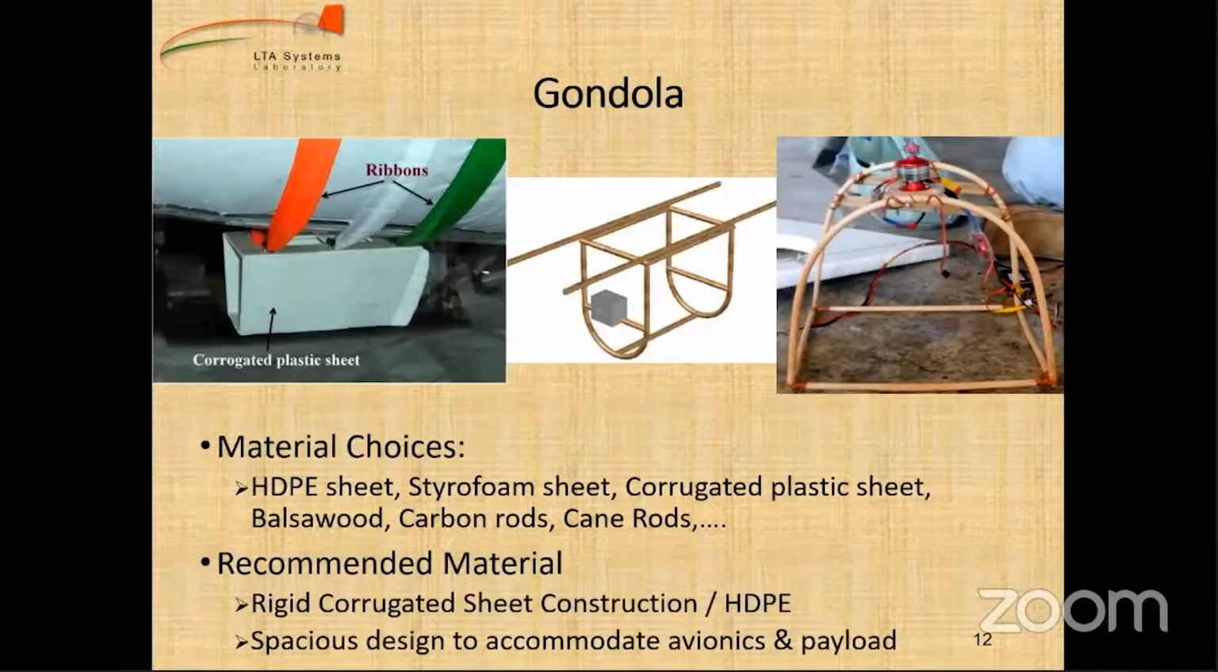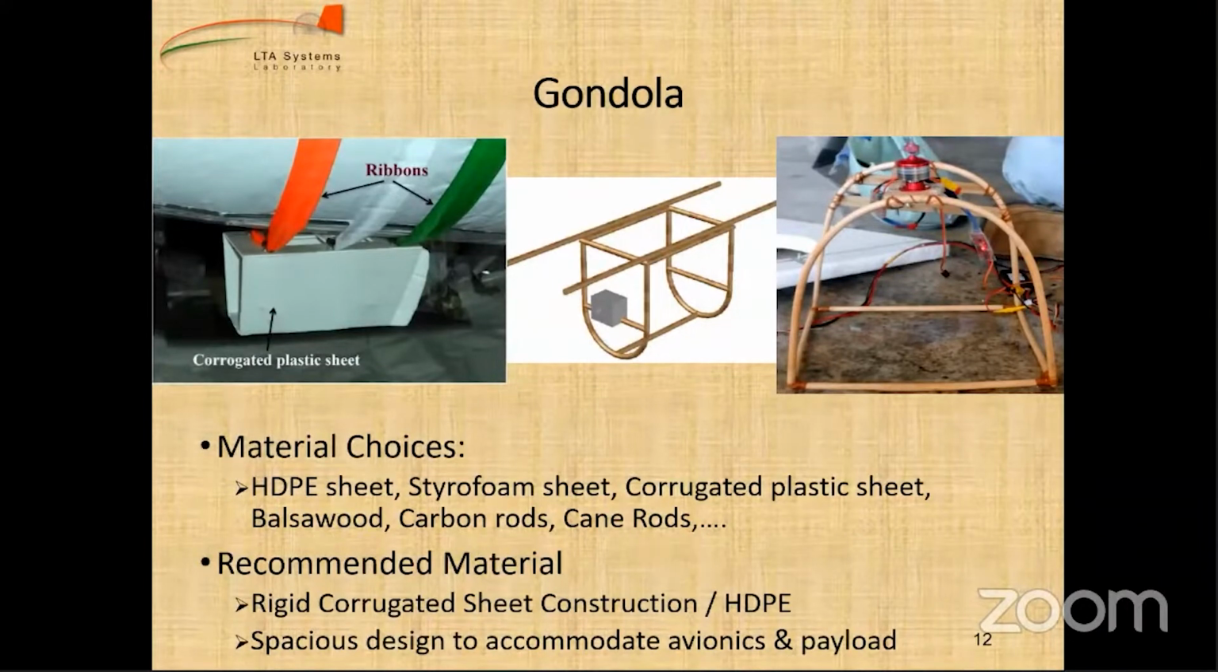Typically, gondolas are made of different materials, like bamboo, balsa wood, carbon fiber rods, styrofoam, and plastic sheets. Whereas the recommended materials would be corrugated sheets, like high density polythene sheets, which can accommodate our avionics and other payloads. The size of the gondola should be as small as possible, but it should fit our instruments and equipment required for safe handling of the airship in a sufficient amount of space.